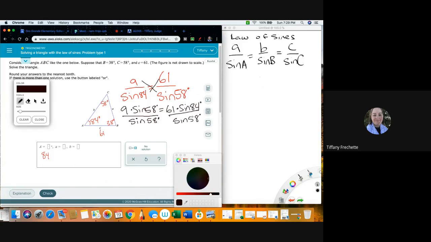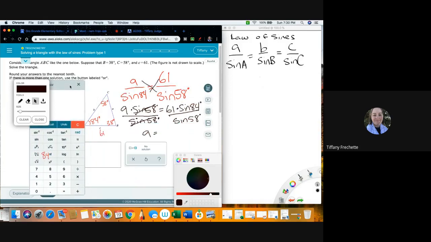Nothing cancels here. I know you have sine and sine, but that's not quite what it means in this case. These do cancel because it's sine of 58 and sine of 58. So if these were both sine of the same number, we could cancel them. But these are sines of different numbers, so we can't cancel them. So now A equals, now we can pull out that calculator.